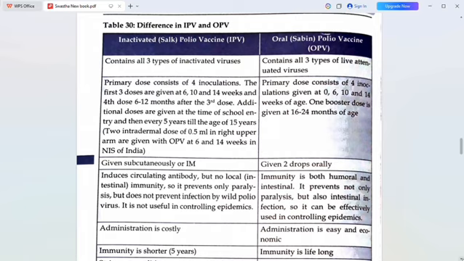Whereas Sabin contains all three types of live attenuated virus. So it is to be noted that in Sabin, the oral polio vaccine, live attenuated viruses are there, whereas in Salk vaccine, inactivated viruses are there. The oral dose consists of 4 inoculations given at 0, 6, 10, and 14 weeks of age. One booster dose is given at 16 to 24 months of age. Salk vaccine is given subcutaneously or IM. Sabin is 2 drops oral.